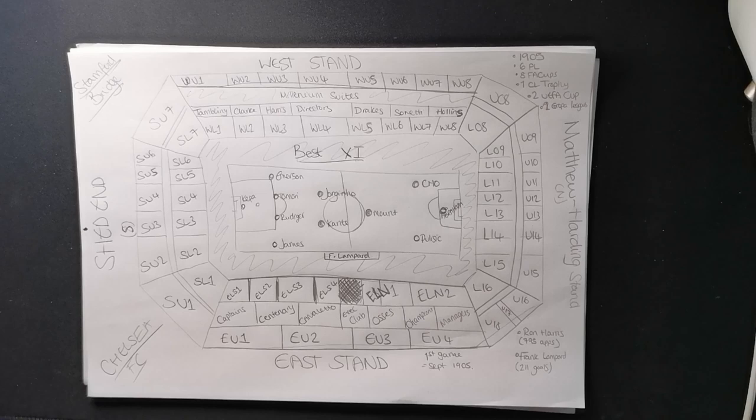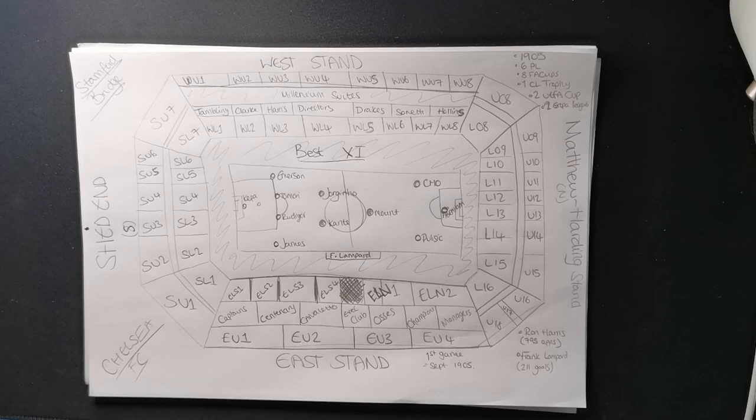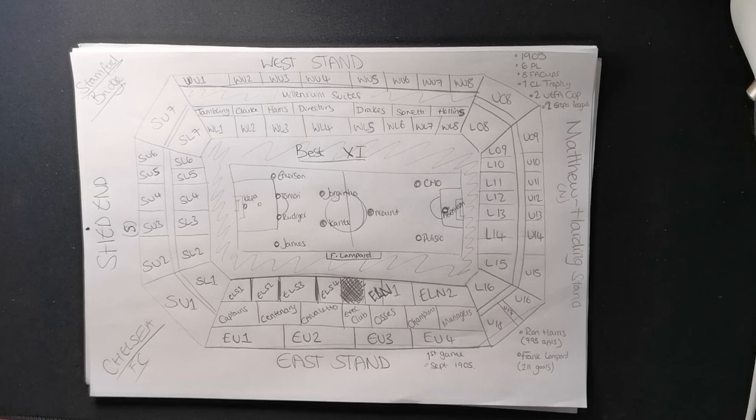A record attendance of 82,905 against Arsenal in 1935. What's our capacity now? I swear it's lower. Capacity of 40,000, so it had twice as many people. And we now have the third highest home attendance record of 82,905. It's been beaten by a few people, by two people.